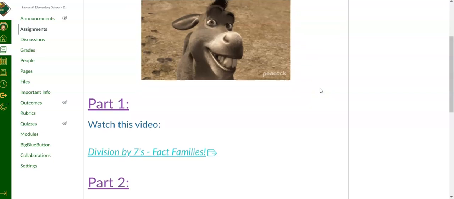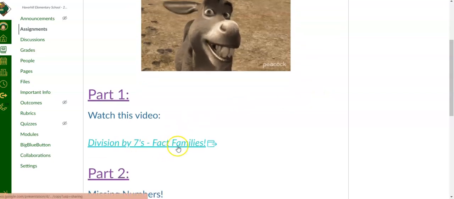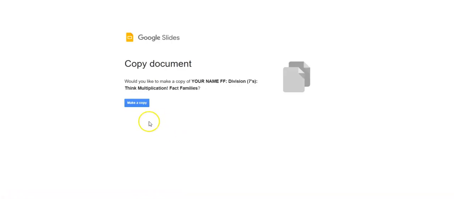Today for your first activity you are going to be working on this division by 7's fact families. So go ahead and click on this document and make a copy.